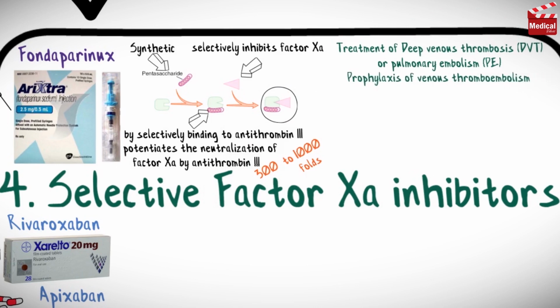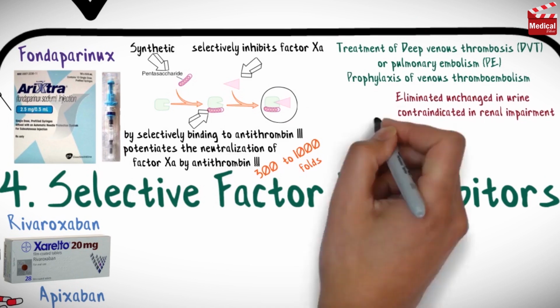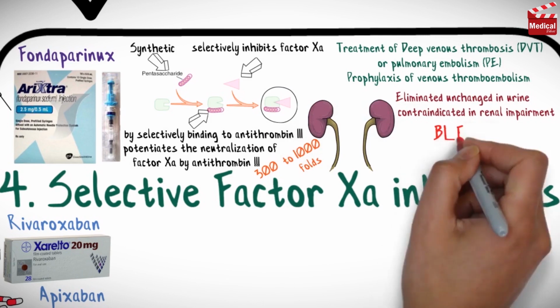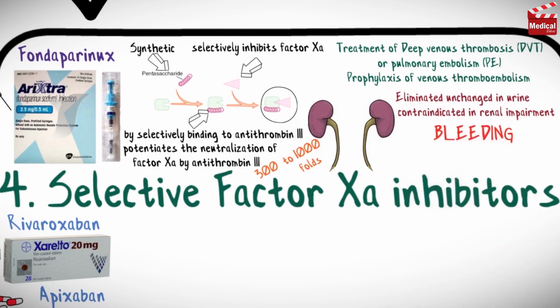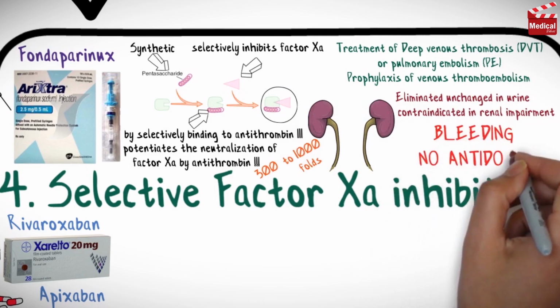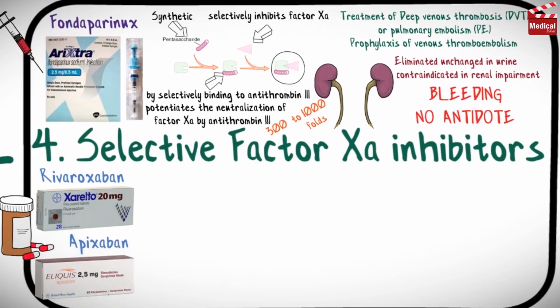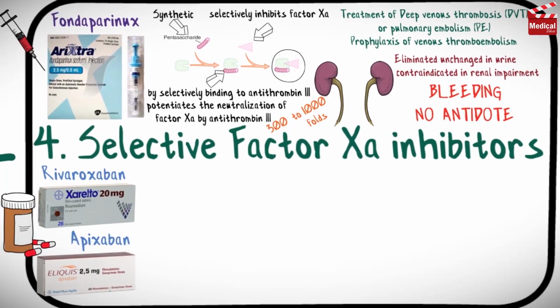venous thromboembolism. Fondaparinux is eliminated unchanged in urine, so it is contraindicated in patients with severe renal impairment. Like the other anticoagulant drugs, bleeding is the major side effect, and there is no antidote available to counteract bleeding disorders associated with overdosing. Let's now talk about the other two drugs, rivaroxaban and apixaban.